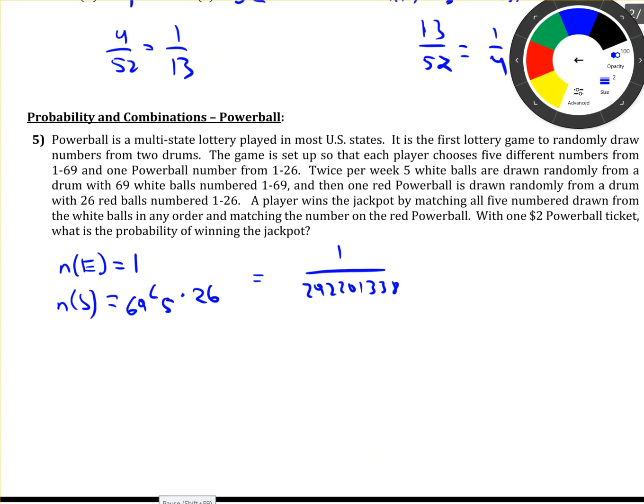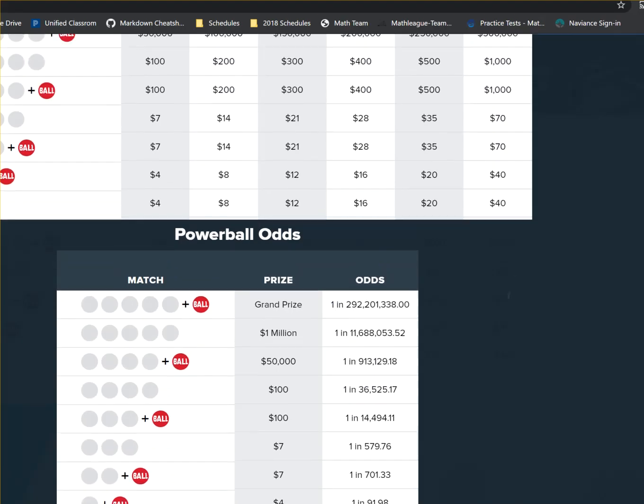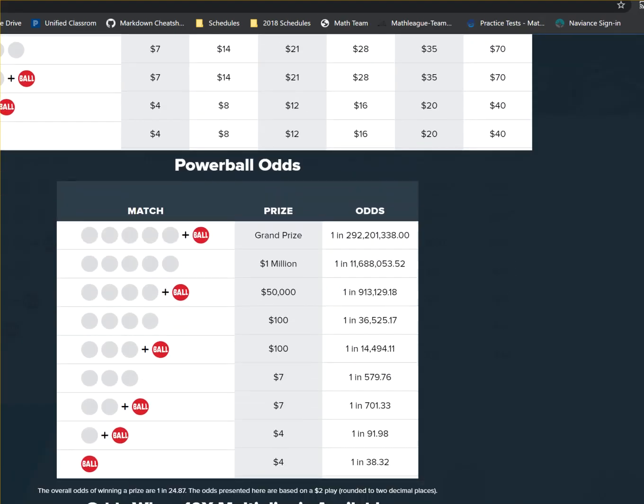And let's actually just check this on the website. They have to have the odds listed on the website. So let's just pull that up real quick. So now I'm on the actual Powerball website, and you notice the grand prize. It says 1 in 292,201,338. So you can kind of see that this is exactly how you can figure out the probability of winning a lottery with a lottery ticket.